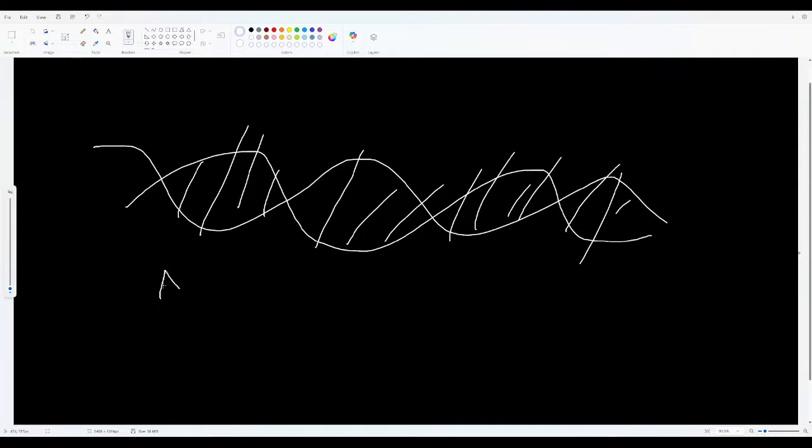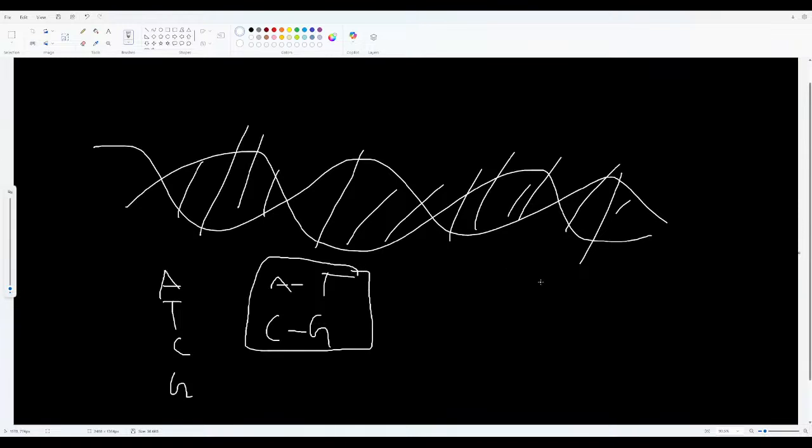So of course we have A, T, C, and G that we all worry about. These are our four nucleotide bases, right? So adenine, thymine, cytosine, and guanine, A, T, C, and G. And what the base pairing rules essentially are is that we pair A with T and C with G. So always these letters are going to pair with each other. And that's the case for DNA, right?